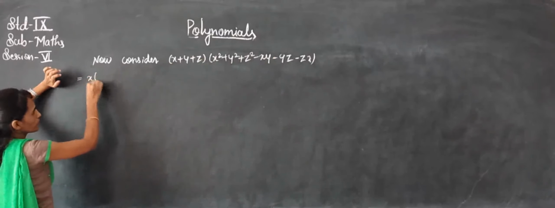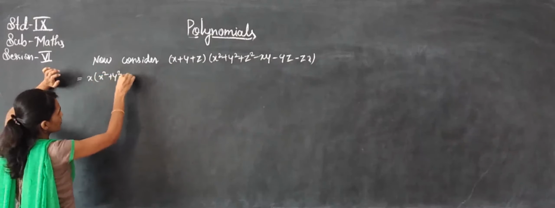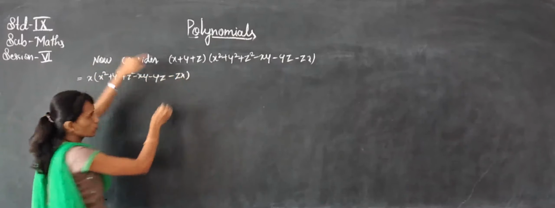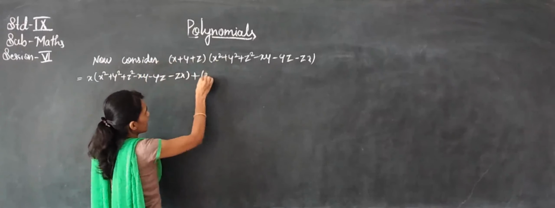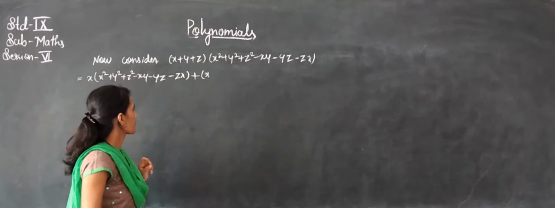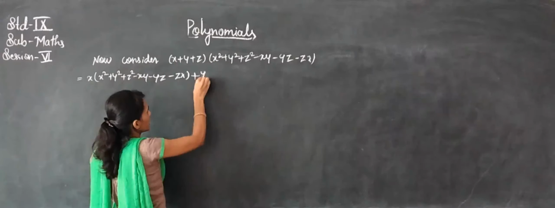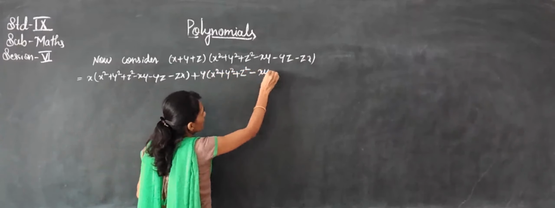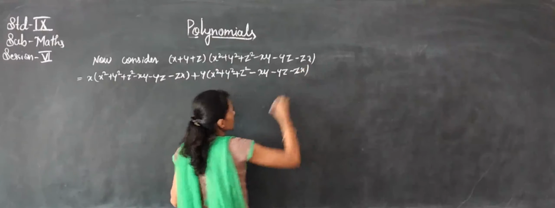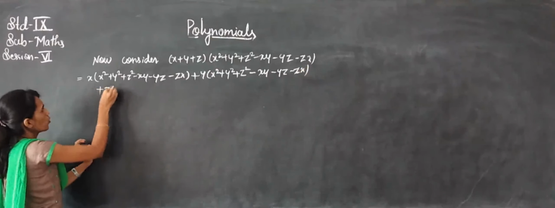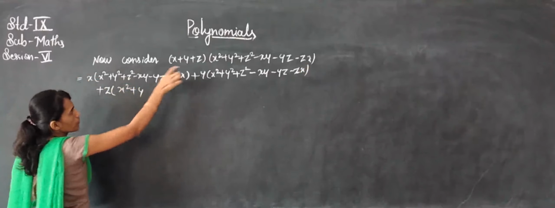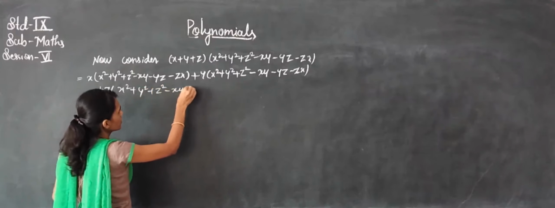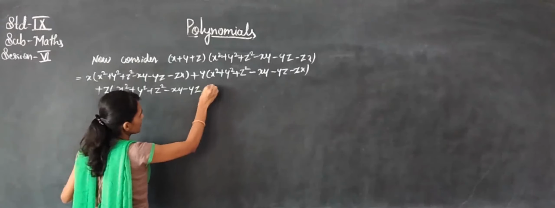From x to then go down, that is x squared plus y squared plus z squared minus xy minus yz minus zx. From x is 4. So next from y to 4. So x square plus y square plus z square minus xy minus yz minus zx. So then plus from z to x square plus y square plus z square minus xy minus yz minus zx.